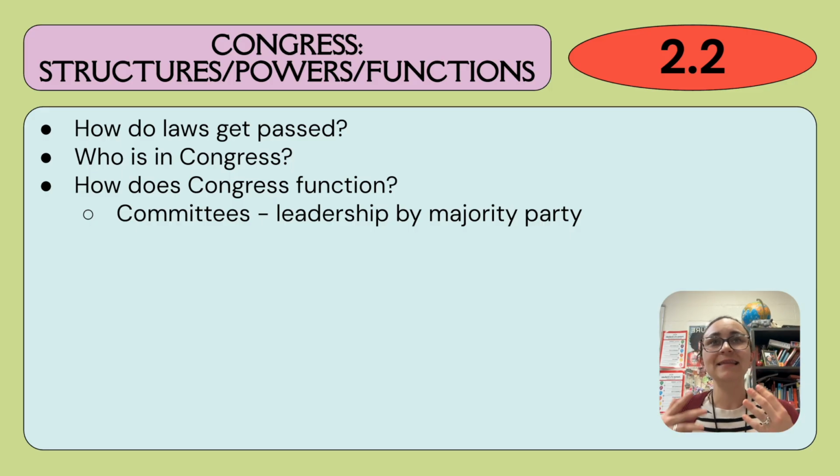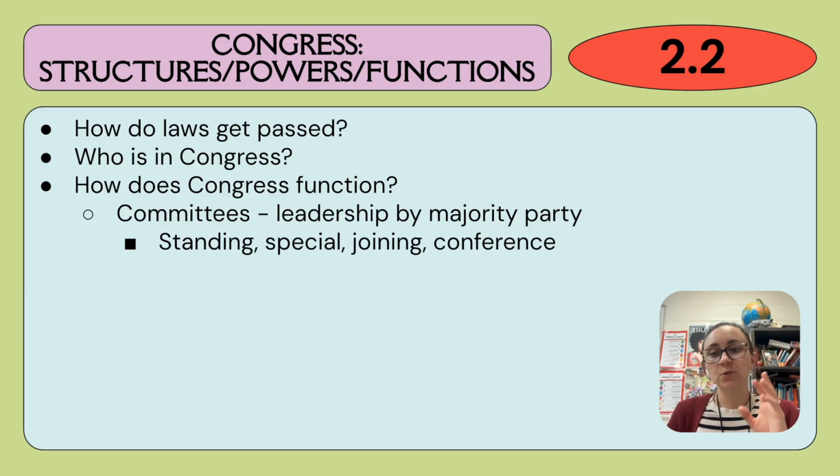You need to know that in the Education Committee in Congress, the leader of that committee is always a Republican right now, because they are the majority party of Congress. If that changes, the leader of the committees change as well. You need to know the difference between standing, special, joint, or joining. I call them joint committees. So in the old kind of papers, sometimes they call them joining committees. The AP exam usually calls them joint committees, and then conference committees. So you need to know the difference between those 4.